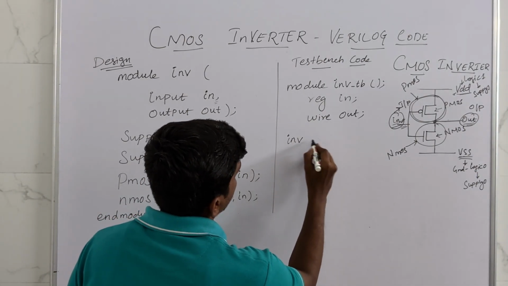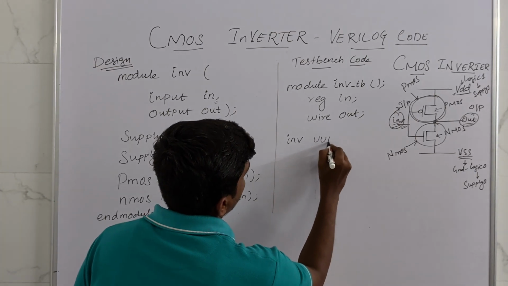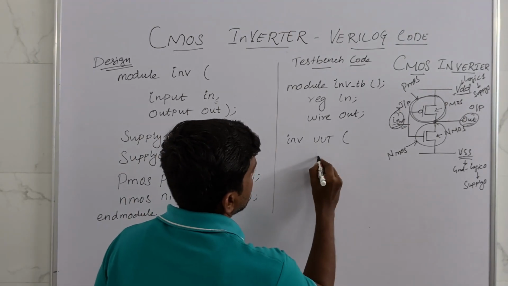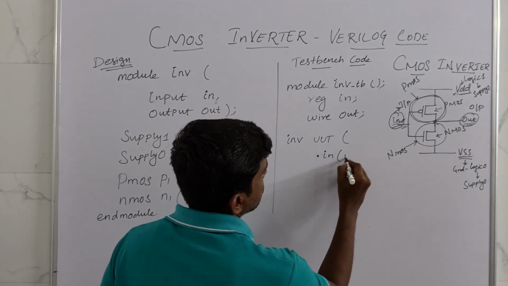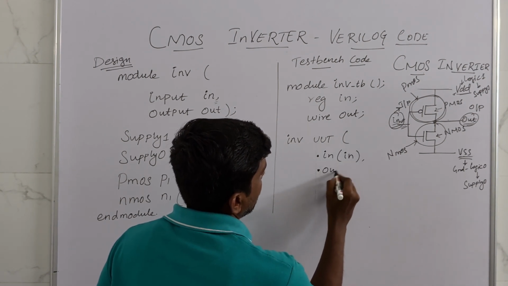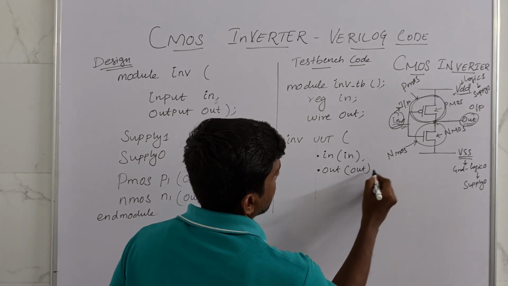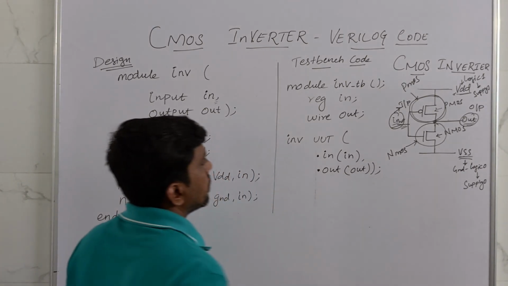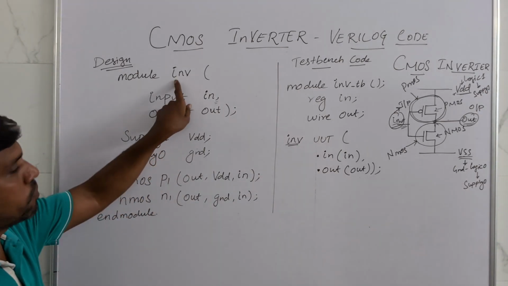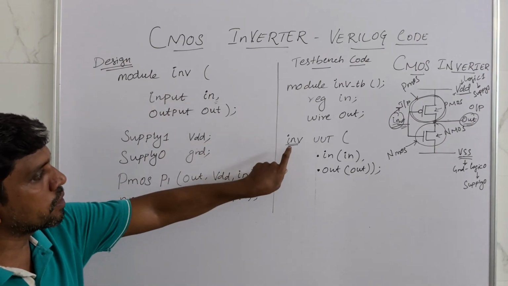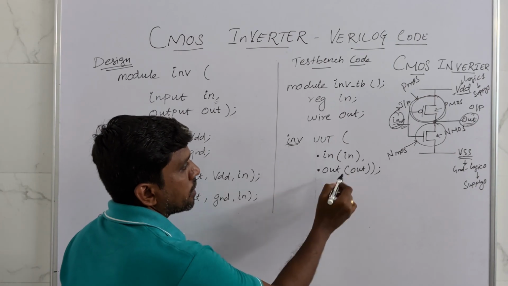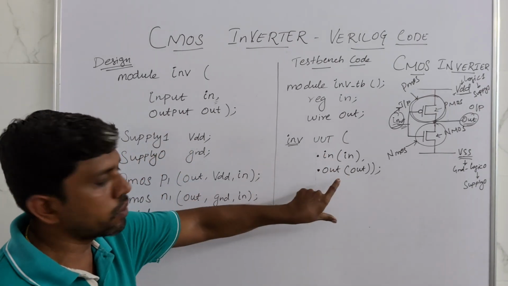INV UUT. UUT means unit under test. Dot in, bracket in, comma, dot out, within brackets out. So this is the instantiation. INV is the module name of the design code. The same name is reflected in the instantiation statement. So in the UUT, unit under test, within that you represent the input and output.